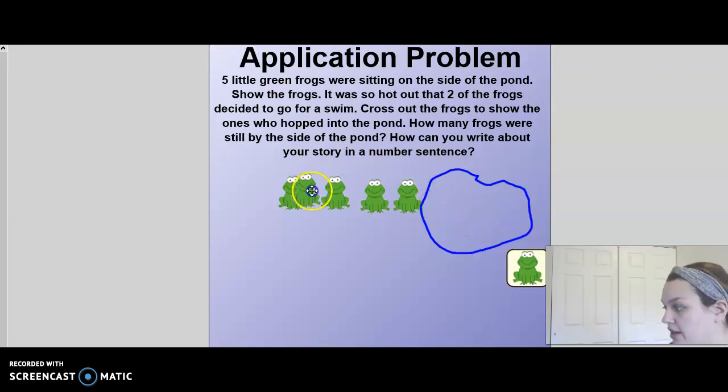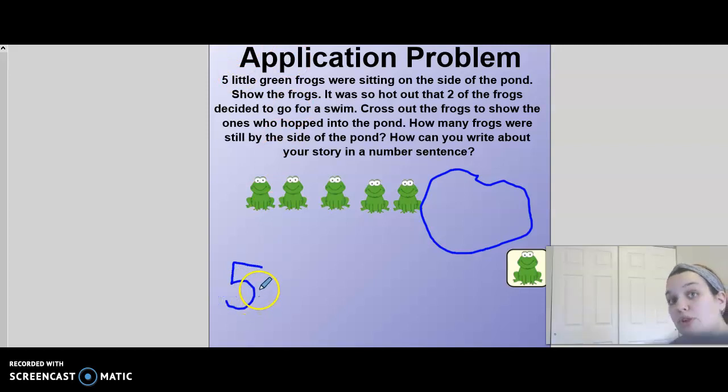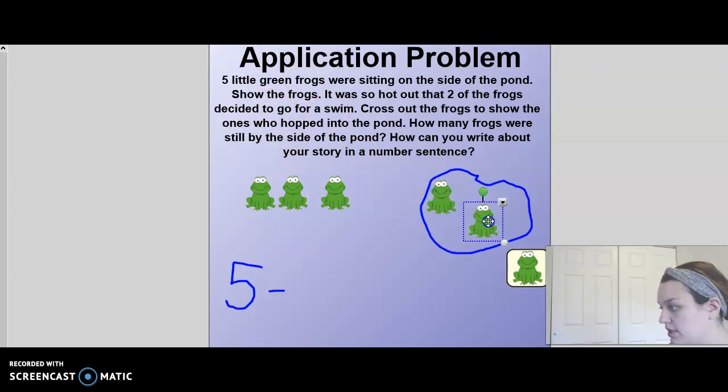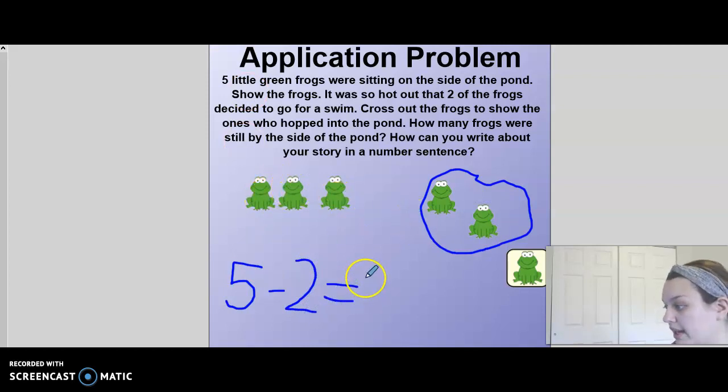So we had 5 frogs here. So that's our whole. So what we're going to do is 5, and then we're subtracting, so we need that minus sign, minus how many hopped into that pond? 2. 1, 2. So I started with 5, I took 2 away, and now I have 1, 2, 3. So 5 minus the ones that hopped into the pond, minus 2 equals 1, 2, 3.